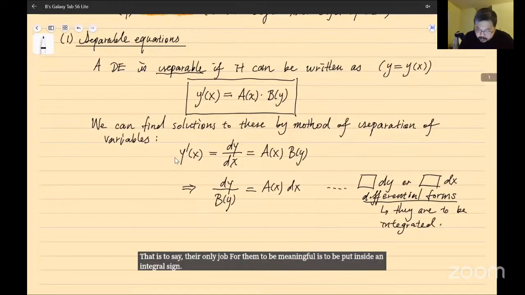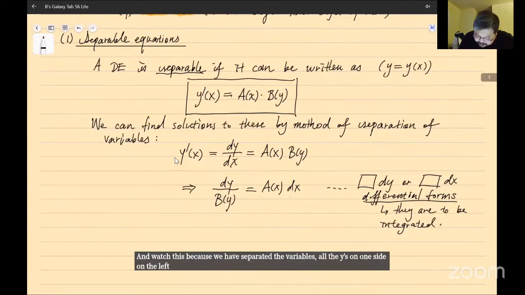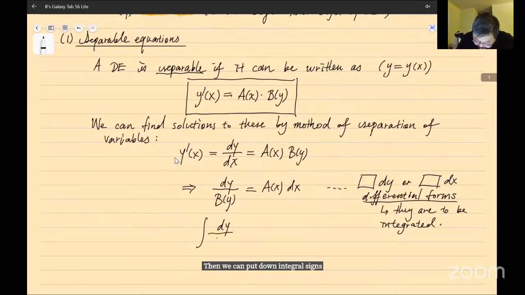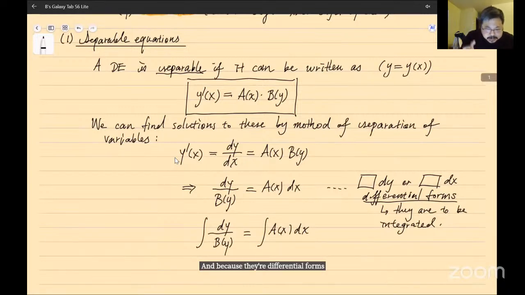And watch this. Because we have separated the variables, all the y's on the left and all the x's on the right, we can put down integral signs. The integral of dy over b of y is equal to the integral of a of x dx. Whatever you do to the left, you do to the right. And because they're differential forms, they can be inside integrals, so this makes sense.